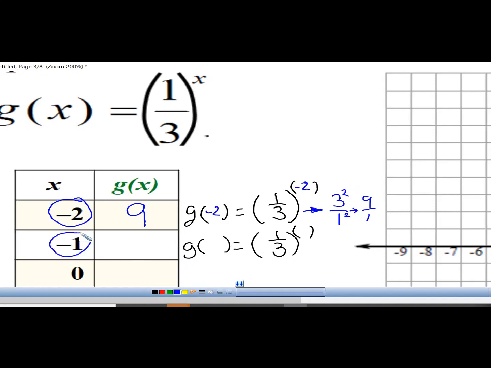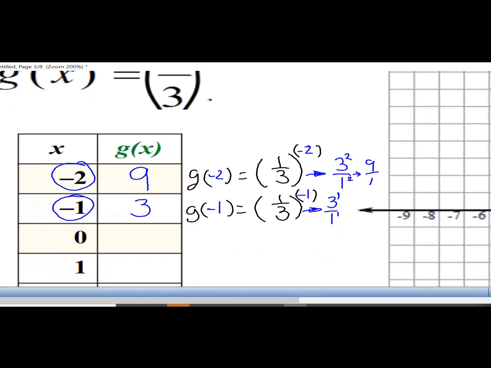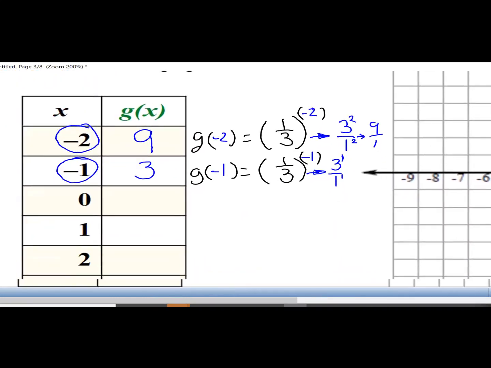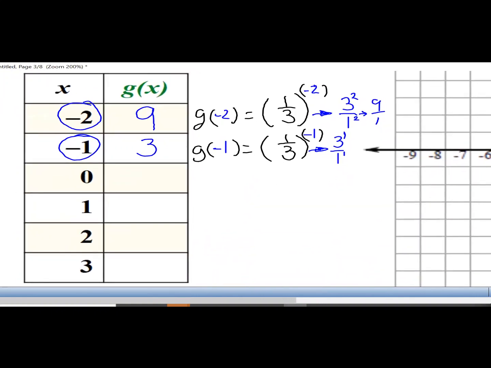Next value, -1. All right, what do I do to that one, Jaziel? You do the reciprocal. 3 over 1 and distribute the exponent as a positive. 1 and 1, so this is 3. All right, next, we got g of 1/3. Let me do that for all of them so I can go a little bit faster.